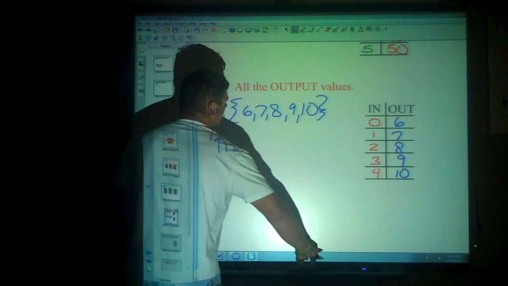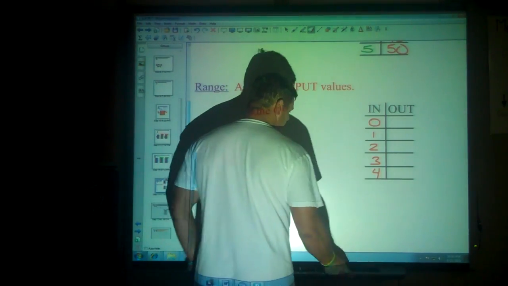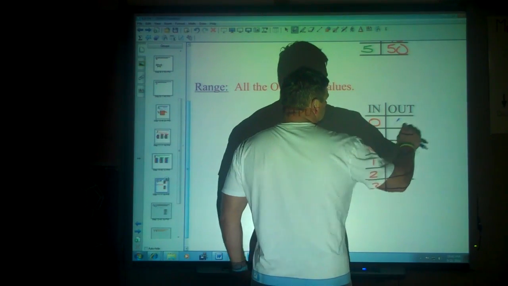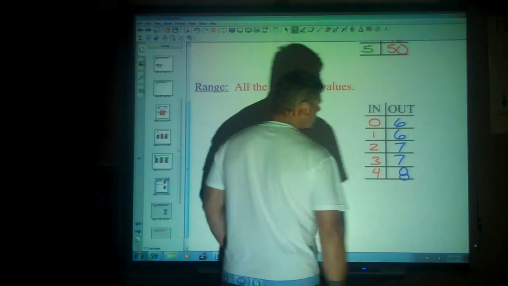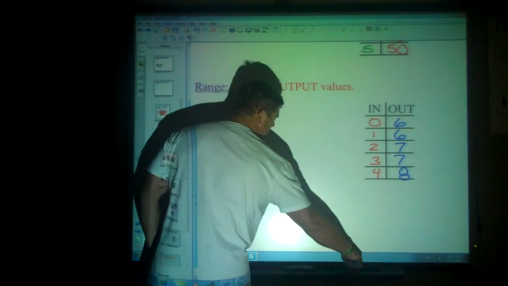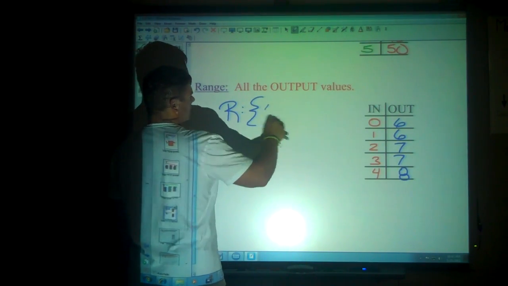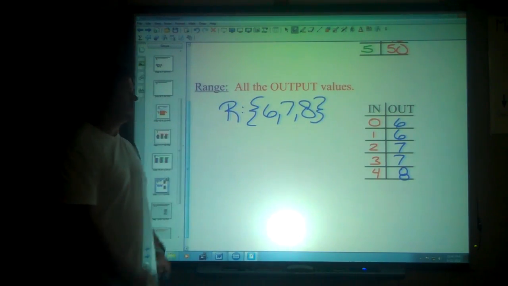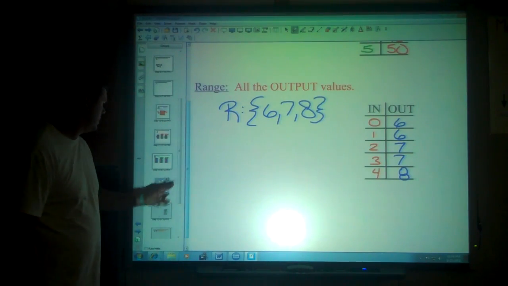But what if that changed? What if we didn't have those outputs? What if we had this for outputs? If we had 6, 6, 7, 7, 8. Is that okay? Sure, it's okay. It's still a function. But when it comes to writing down the range, we don't need to list each number multiple times. We just say 6, 7, 8. That would be the range this time. But 6 is already represented.